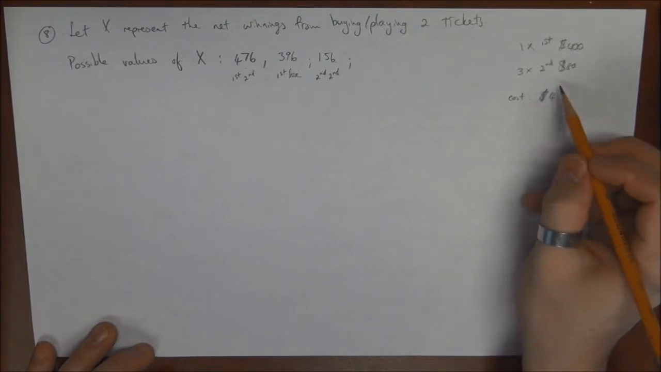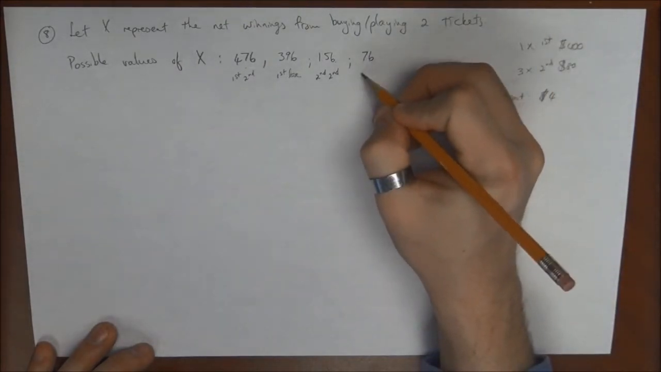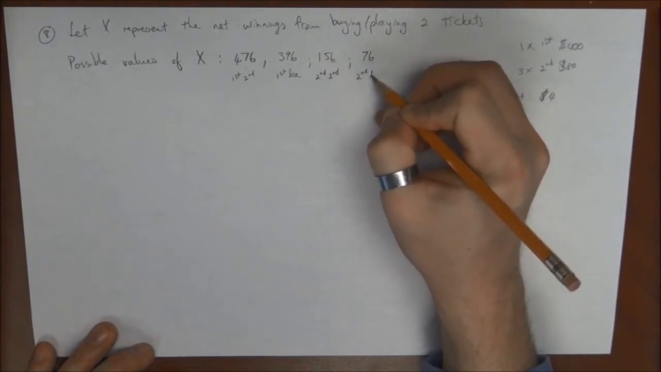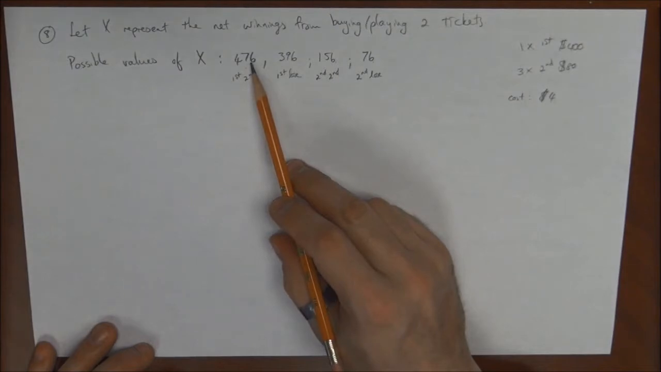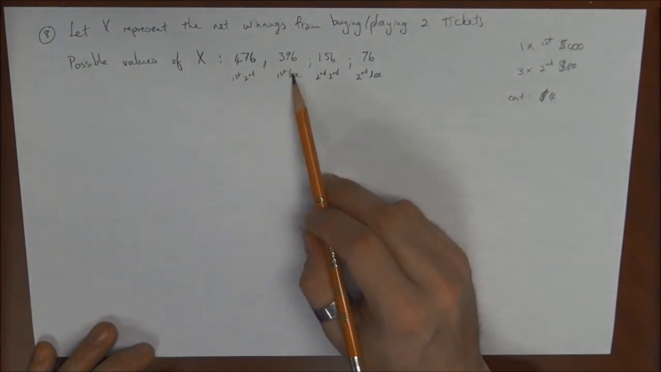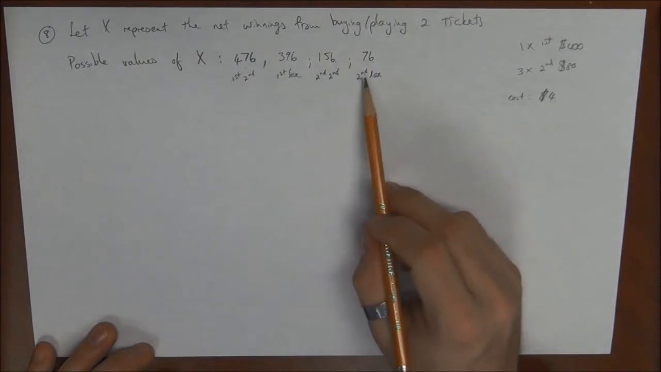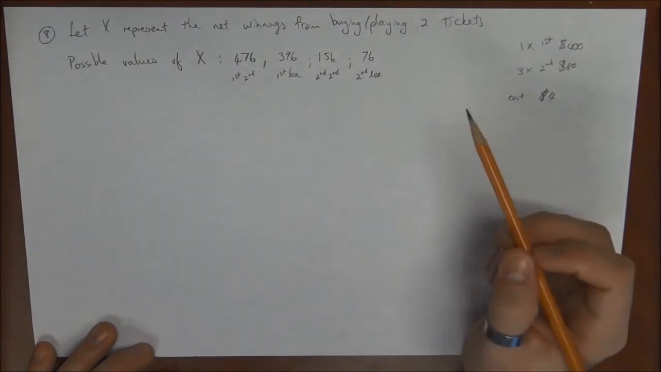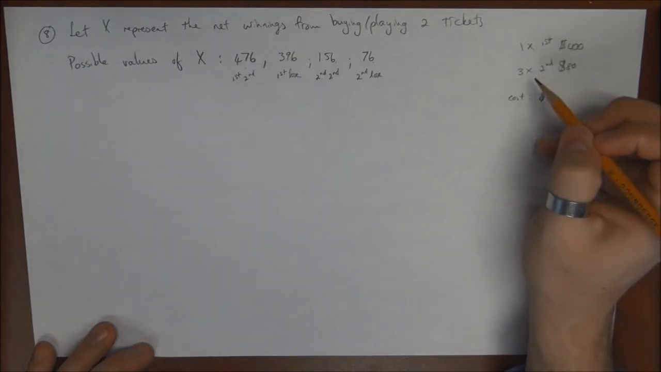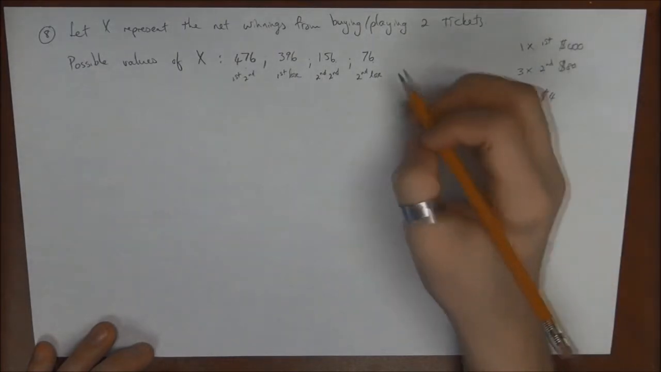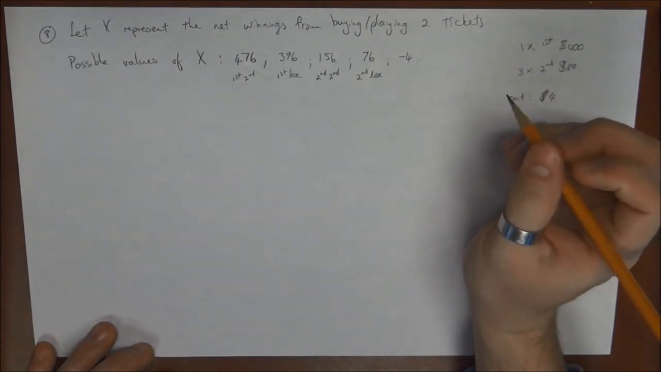And I can also get a second and lose with the other ticket, which would give me 76. So this will be second and lose. If I look back, I have first with second, first with lose, second with first, second with second, second with lose. Is there anything missing? Yes, I can have both tickets lose, and then I'll have negative 4 as my net winnings.